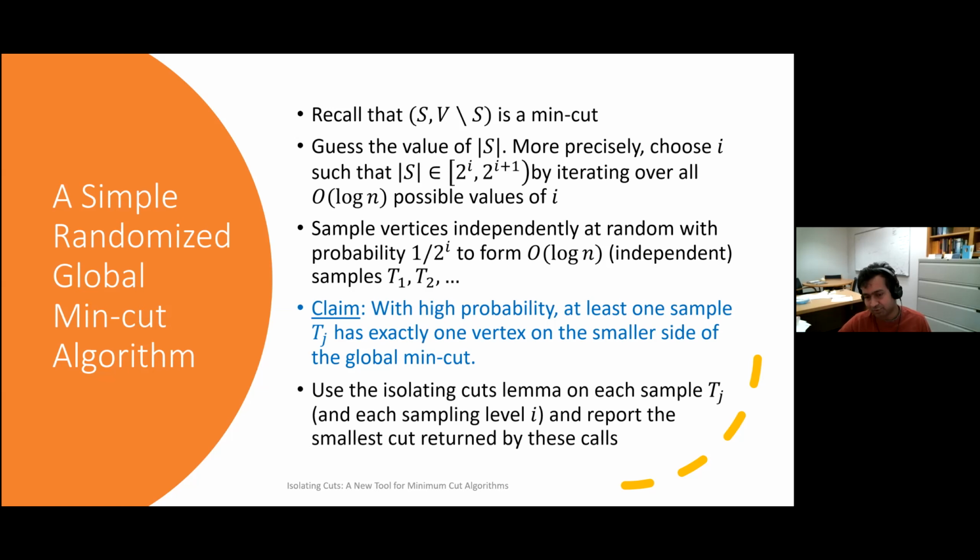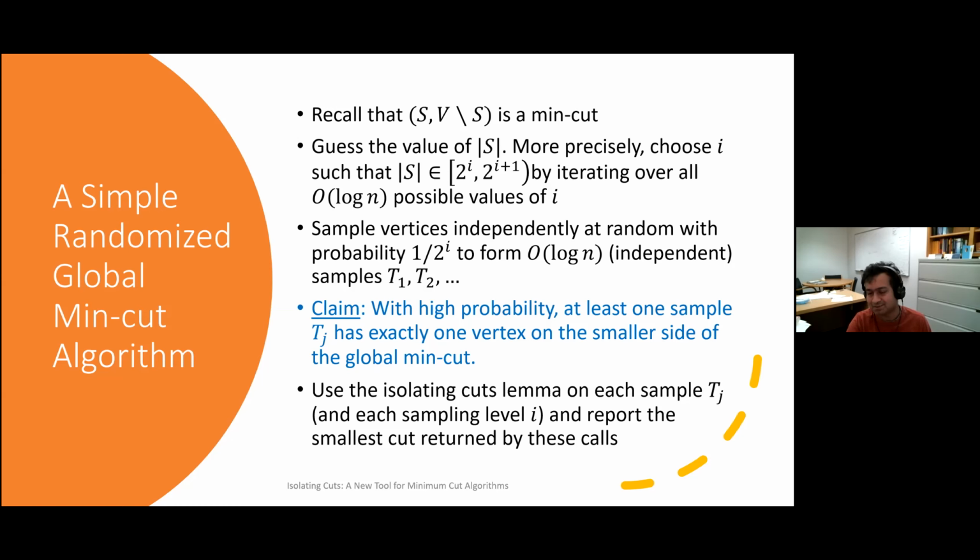Okay, and then we simply use isolating cuts. We use isolating cuts on all these log squared n samples and simply report the smallest cut that these isolating cut calls reveal to us. Now, of course, one thing to note is that even if the sample satisfies no properties, the cut that isolating cuts returns is some cut in the graph. So there's no scope for me to output a spurious cut. The only thing I need to establish is that I do see the minimum cut in one of these runs, and that's what we are establishing.